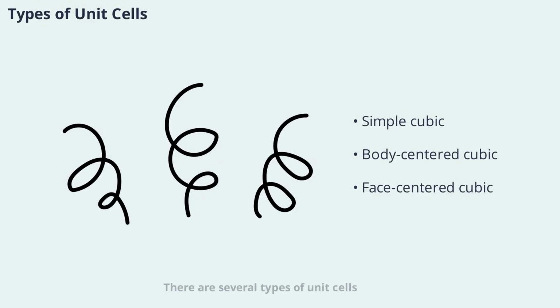There are several types of unit cells, each defined by how particles are positioned within them. The most common types are simple cubic, body-centered cubic, and face-centered cubic unit cells. In a simple cubic unit cell, particles are located only at the corners. Body-centered cubic cells have an additional particle in the center, while face-centered cubic cells have particles at each face as well as the corners. These arrangements influence the density and properties of the solid.